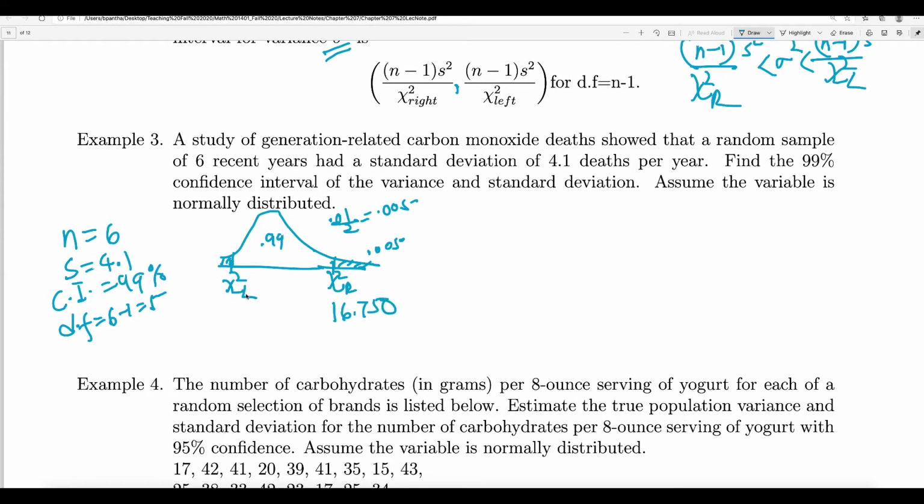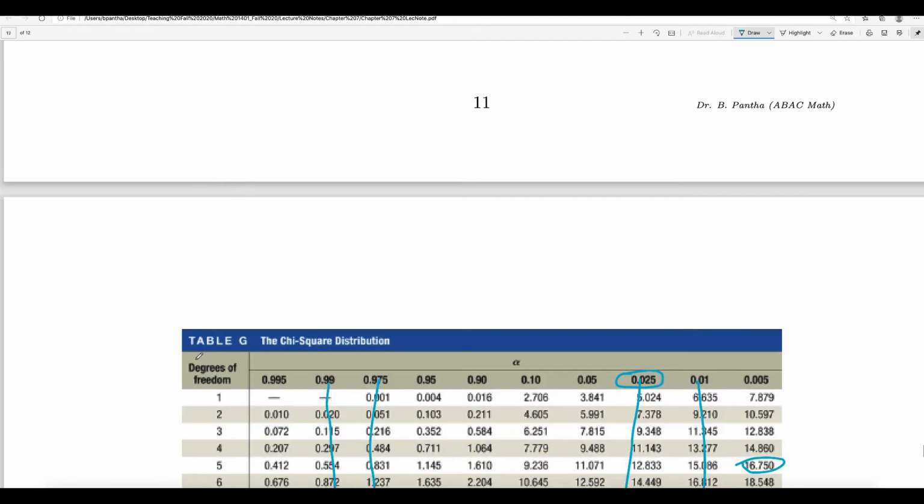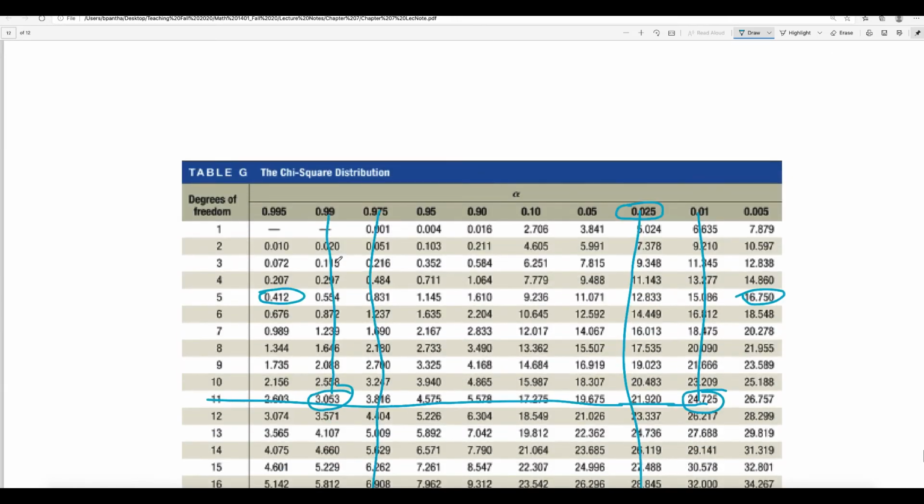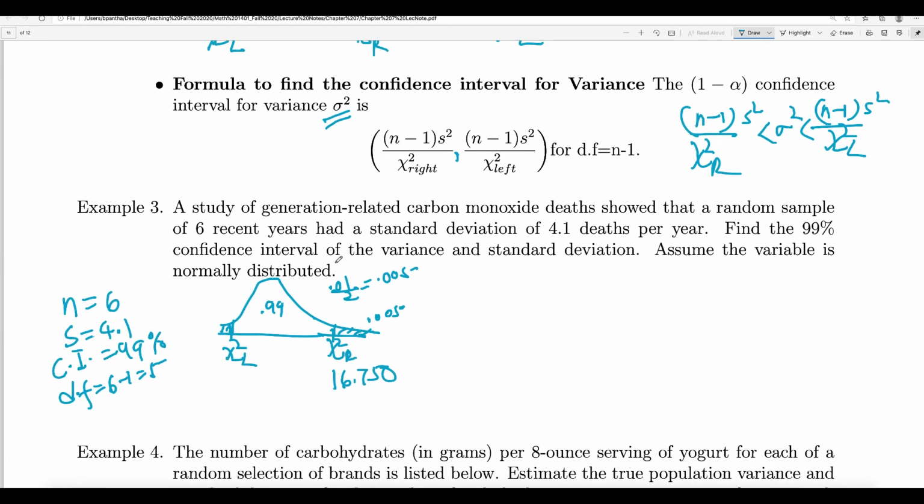16.750. To find the other value, the right area is 0.99 plus 0.005, which is 0.995, and degrees of freedom is again 5. So we look at 0.995 and degrees of freedom 5, and you get 0.412. That's what you get, okay. So let us do that. This is 0.412.